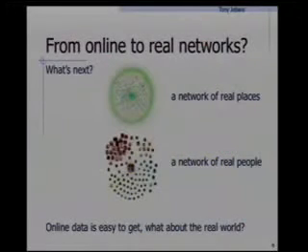And what I'll be talking about is what's next, which I think is going to be an interesting new type of network, which is not just a network of online places or a network of online people, but a network of real places and real people. And how are we going to do this? Well, online data is easy to get. How do we really model the network of real places out there in the real city, and the real network of real people?